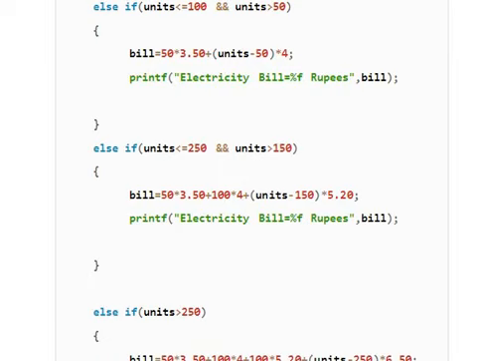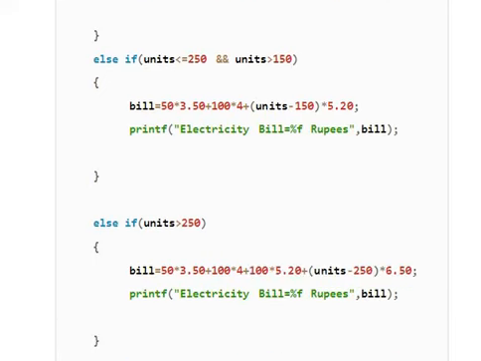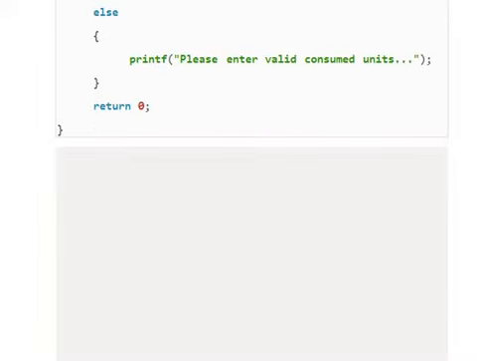Similarly, the next condition, 101 to 250. Up to 50 units it is 3.50, and up to 100 units it is 4, and the excess of 150 is 5.20. These notations are very important for us in calculating electricity bill. If units is greater than 250, up to 50 units it is 3.50, and 100 is 4, and 100 is 5.20, and the excess of 250 is 6.50 per unit. Otherwise the last printf statement will be executed: you need to enter valid units.